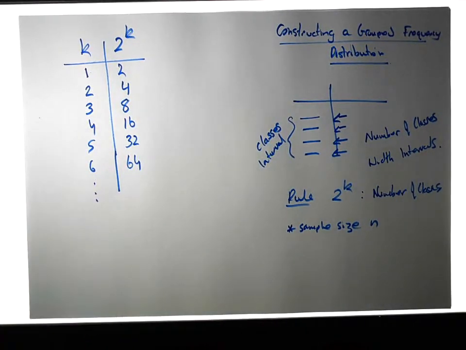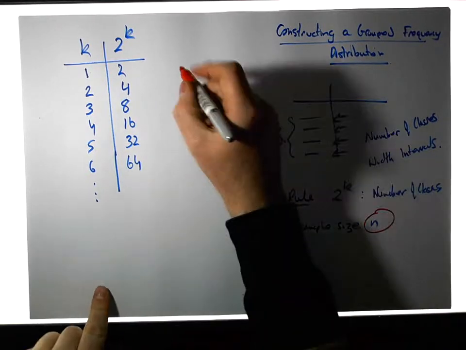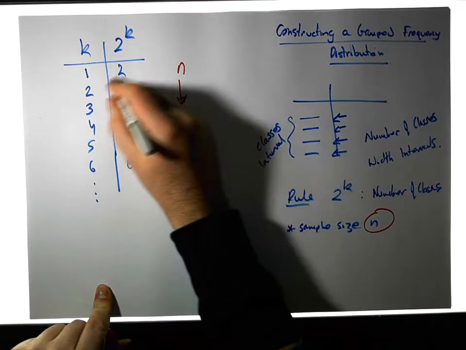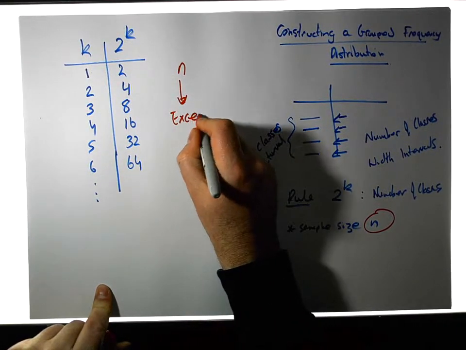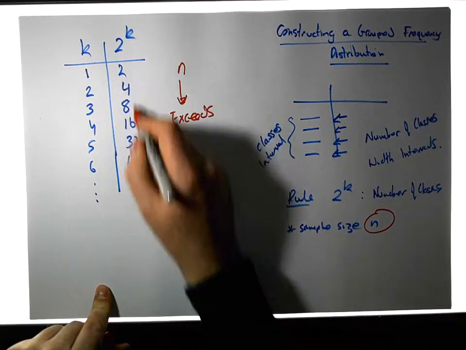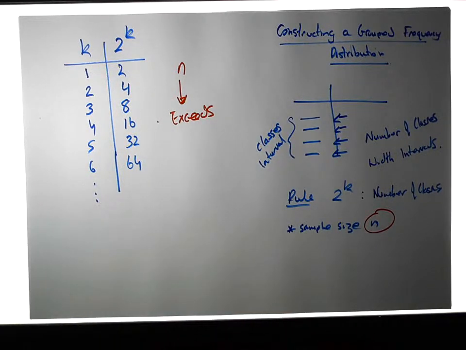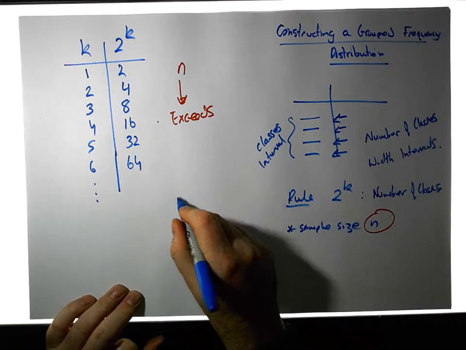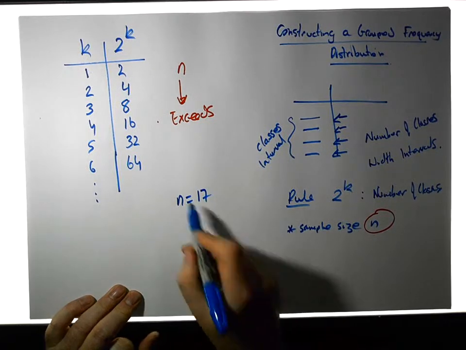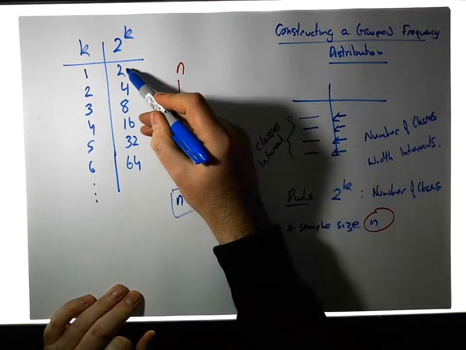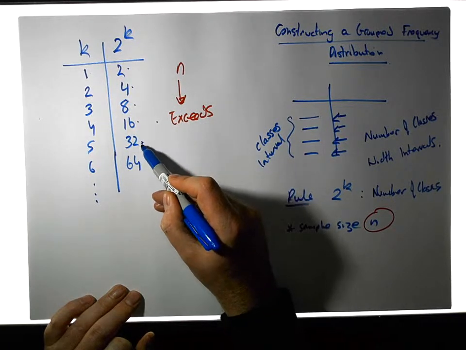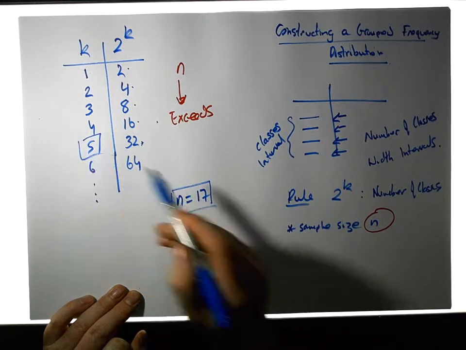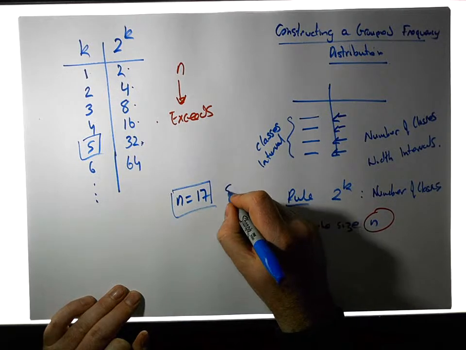Now the key point here is that we take our sample size n and we look down this column. We inspect this column of numbers until we find the first number that exceeds n. So for example, if our sample size was equal to 17, the first one that exceeds 17 is 32. So what we'd need is 5 classes.